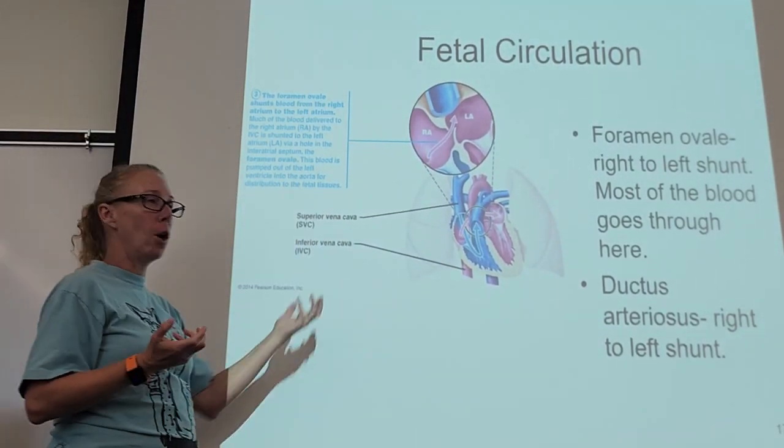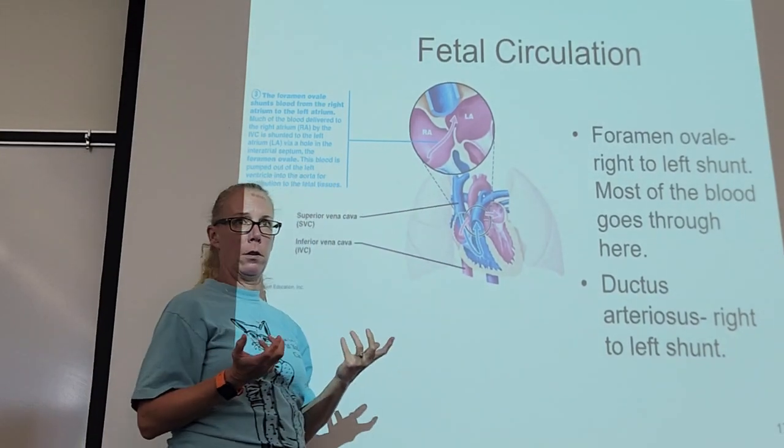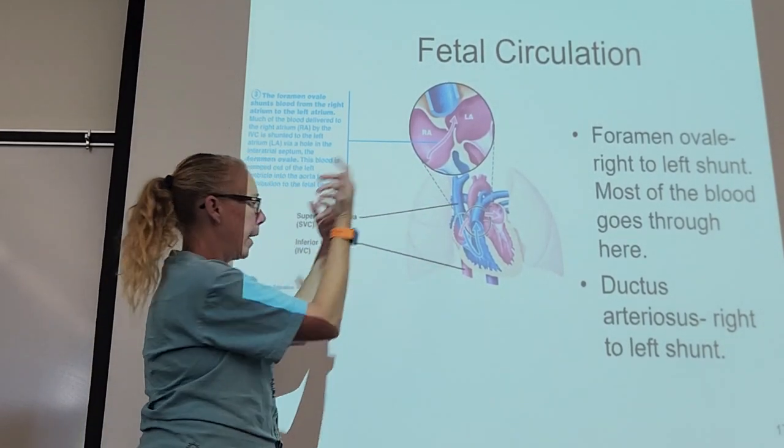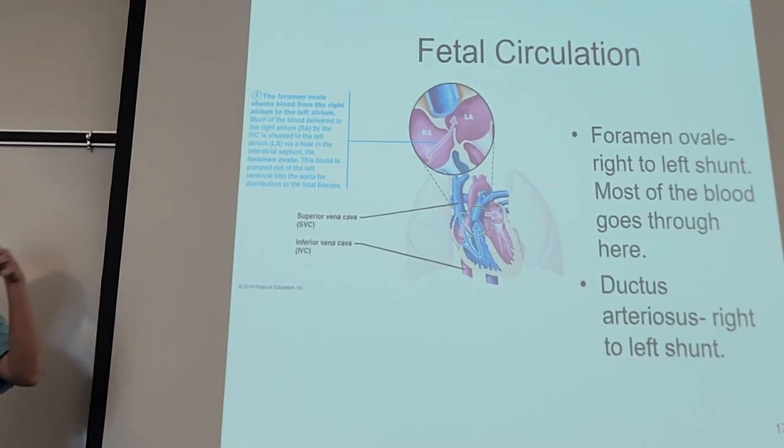Now, does some go into the right ventricle and into the pulmonary trunk? Absolutely, yes, but then it just kind of comes right back in. But a majority of the blood gets thrown into the left side, the systemic side.